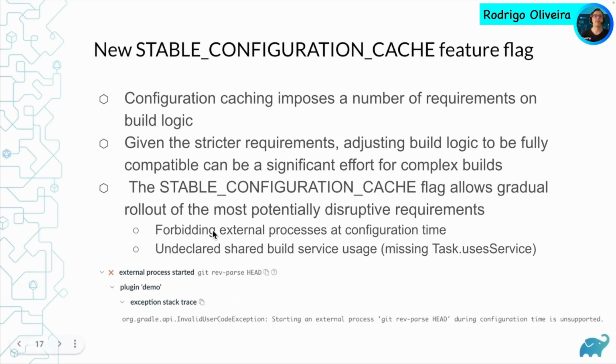For instance, using external processes via the legacy Java exec and exec APIs, right? If you enable that stable configuration flag in your build, this is what you would see if you wrote code like the one that I showed you on the first slide for the external process. And this is actually an error. You would fail the configuration cache, you would fail the build and all that.